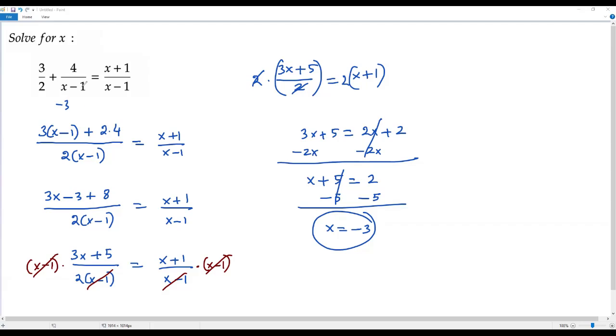When I plug in x = -3 over here, the denominator x - 1 does not become 0, and we have the same denominator again, so this will also not become 0. So the value we get, x = -3, does not make any of the denominators in the given rational equation 0. So we can consider x = -3 as a valid solution. Therefore, the solution for the given rational equation is x = -3.